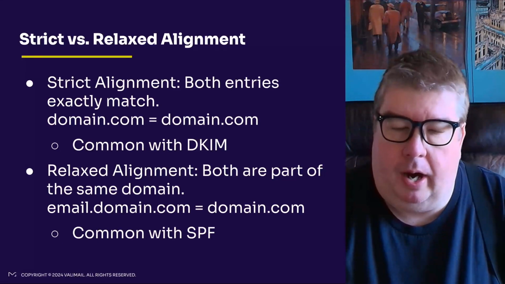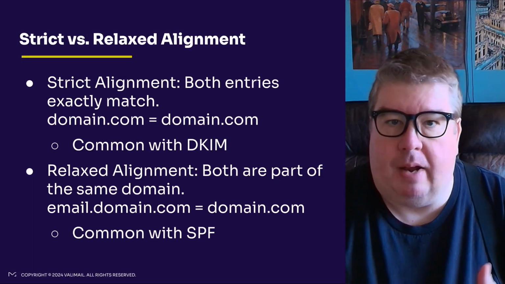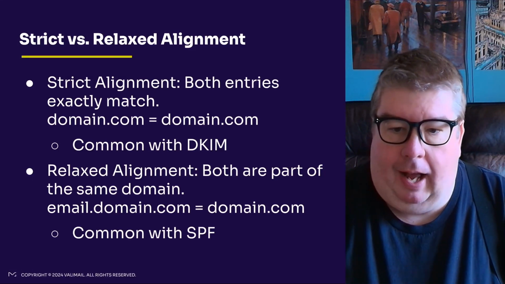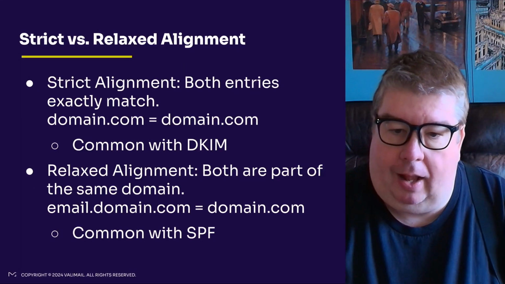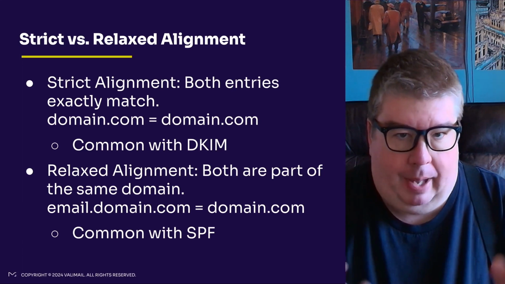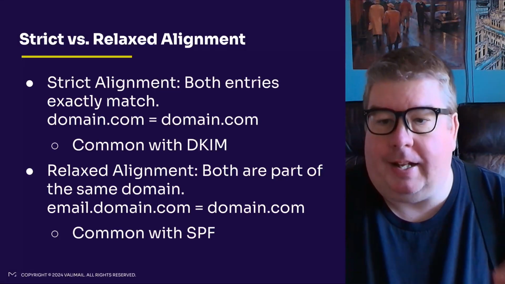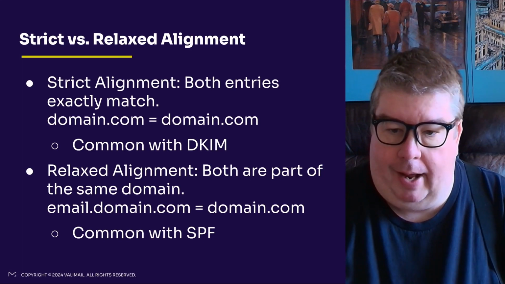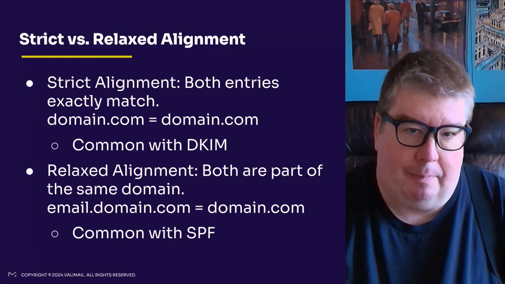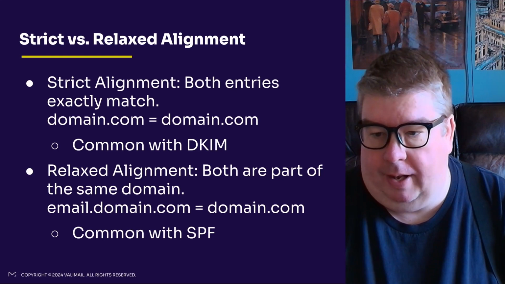Strict alignment is where they exactly match. Like the SPF or return path domain could be al@wombatmail.com, and when the from is al@wombatmail.com, the wombatmail.com matches exactly. That's strict alignment. That's very commonly seen with DKIM. Most people set up DKIM that way. Their DKIM signature domain exactly matches what's in the from address.